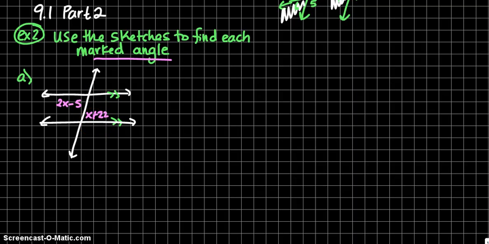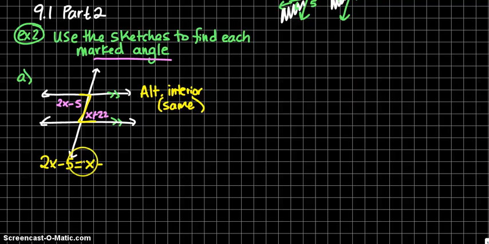All right, so here's what you've got to do. Every time, decide what type of angles you have, because you've got to figure out if they're equal to each other or if they're complementary and supplementary, which means I'd have to add them up and equal it to 180. So this time, I know they are alternate interior, which means they are the same. So I can set them equal to each other. So I'm going to say 2x minus 5 equals x plus 22.